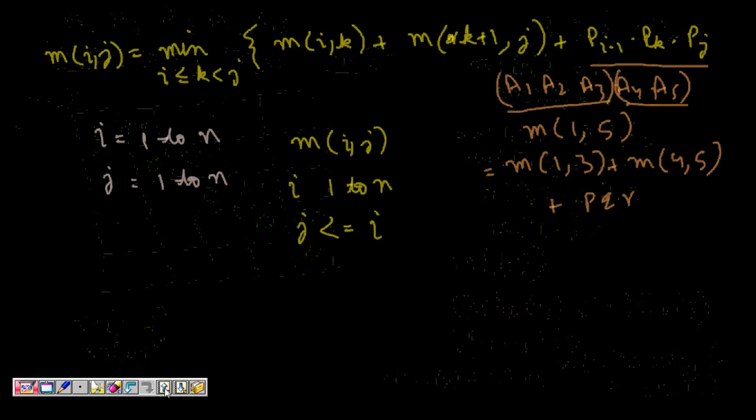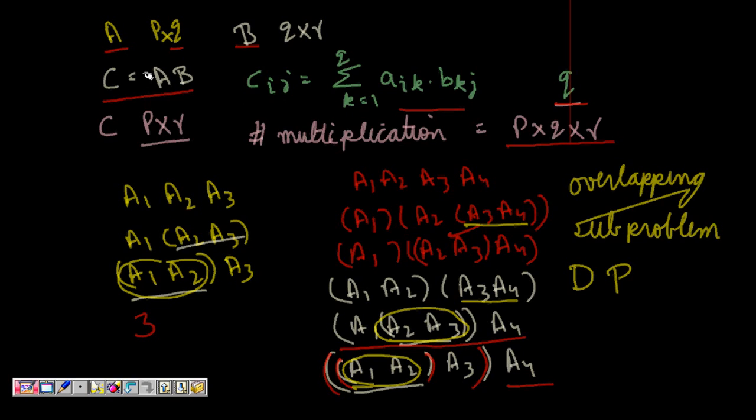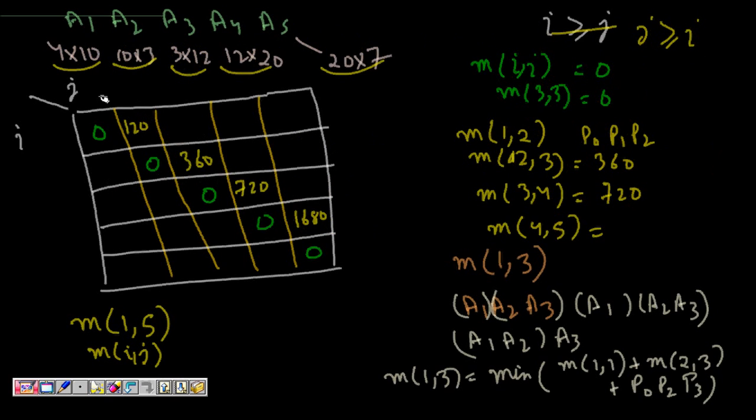And we saw the result that if we multiply two matrices, the cost is PQR, where the first one is of size PQ and the second one is of size QR. Okay, so that's what we do here. A1 A2 cost will be 4 into 10 into 3, so it is 120. Second one A2 A3, which is represented as M2 comma 3, so that will be 10 into 3 into 12, so it is 360. M3 comma 4 is similarly 3 into 12 into 20, 720, and A4 A5 multiplied is 12 into 20 into 7, so 1680.